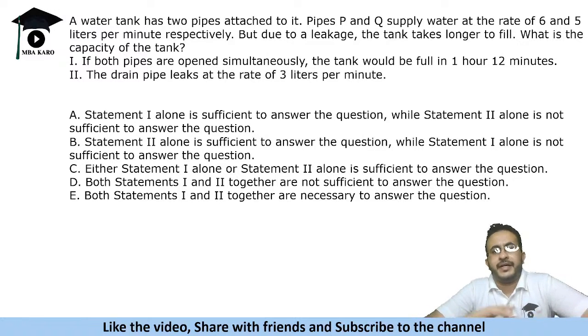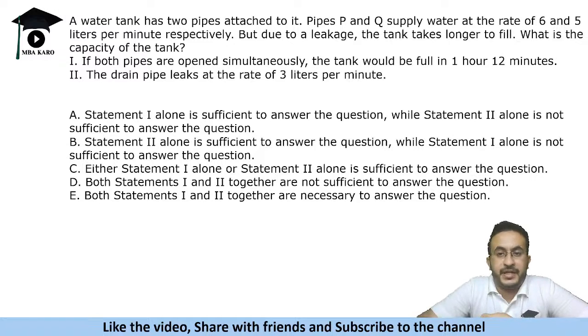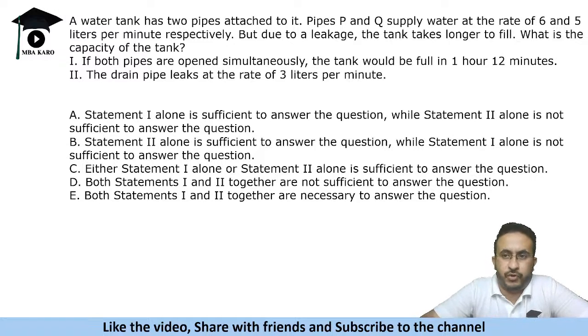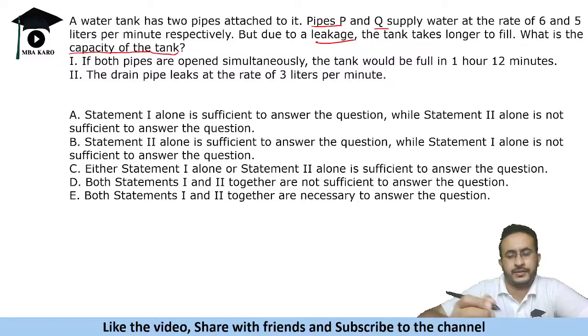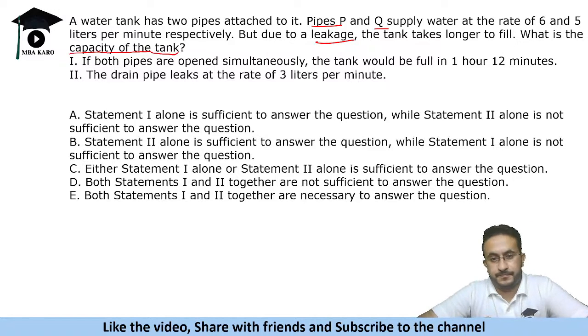A water tank has two pipes attached to it. Pipes P and Q supply water at the rate of 6 and 5 liters per minute, respectively. But due to a leakage, the tank takes longer to fill. What is the capacity of the tank? Okay, so we have two pipes, pipe P, Q, and then we have a leakage also. So three things are working. We have to tell the capacity of the tank. Okay, so use first statement, two statements, and combined.